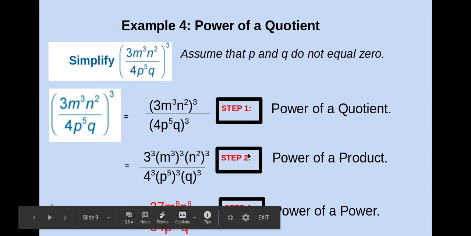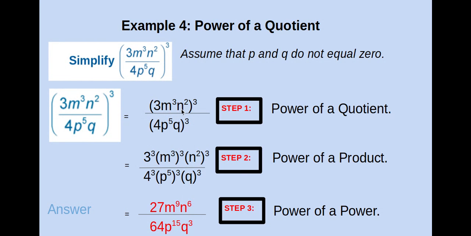So for our first step, as it was before, power of a quotient. So right here, we're raising the whole thing to 3. (3m to the third, n to the second) raised to the third, and then (4p to the fifth, q) all raised to the third power. So that's our first step. Now our second step is power of a product. Now we're raising everything to 3.